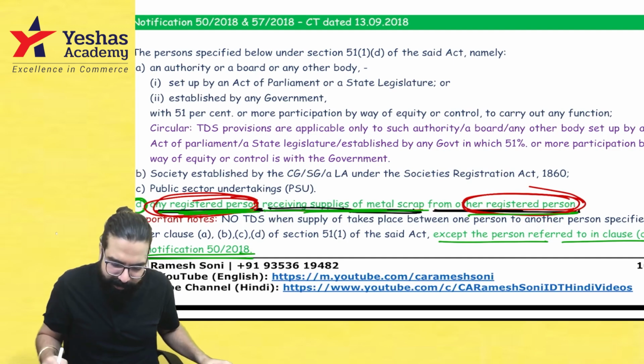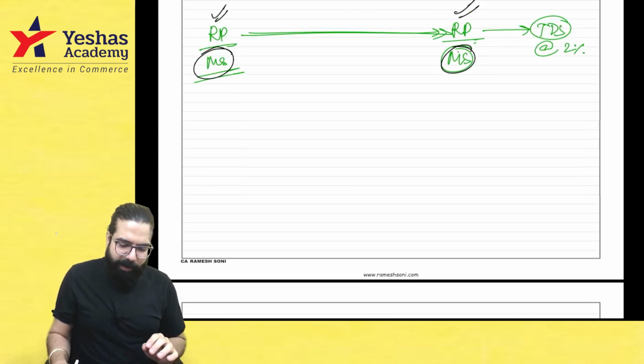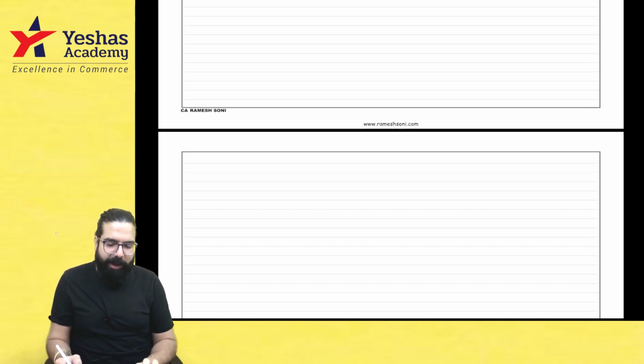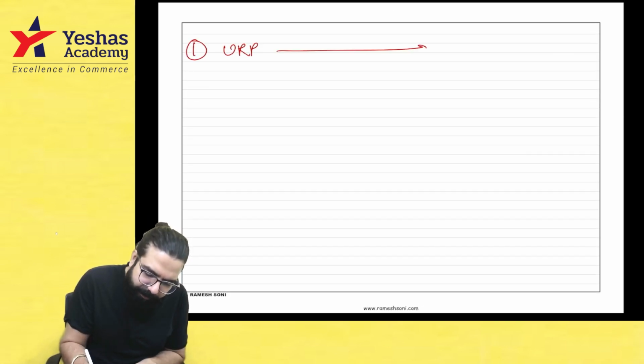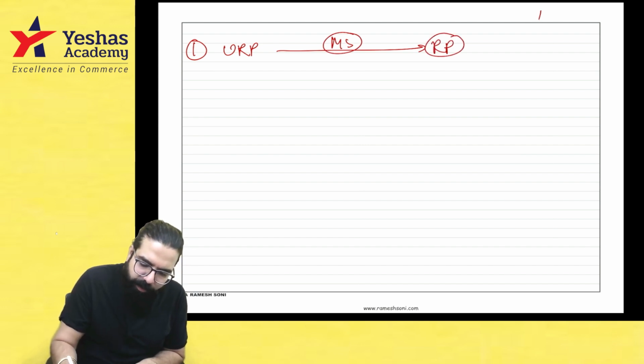I want to go ahead and ask you one question, everyone. I will tell you, everyone over here now. Listen, you have to tell me. Number one: I am an unregistered person. I am supplying metal scrap to another registered person. You have to say TDS, yes or no.